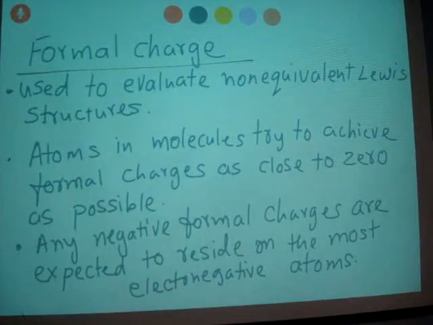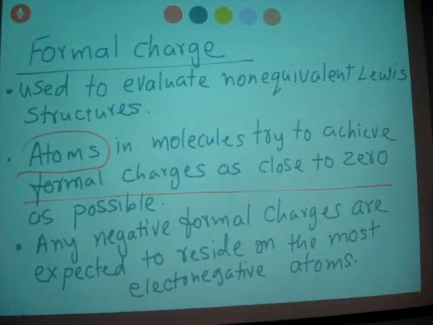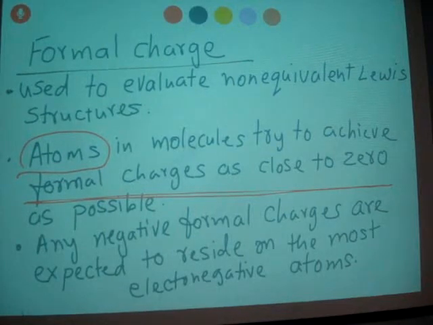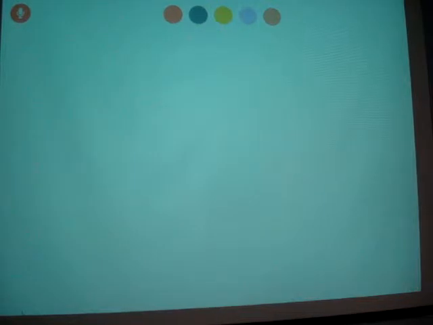So this is about why we use formal charge and what it gives. Usually we know that if the formal charge is close to 0, most atoms try to achieve that. So that's when we are looking for close to 0. And if we have a more electronegative atom, then the negative formal charge is around that atom. Alright, so now let's calculate formal charge, and I will give you a few examples.